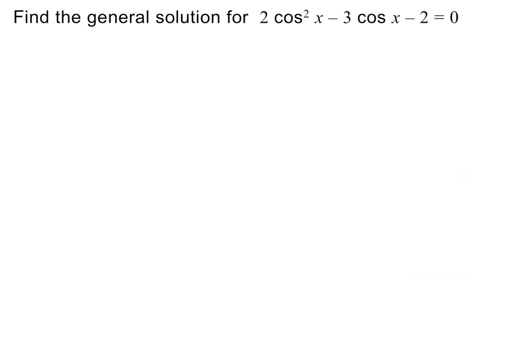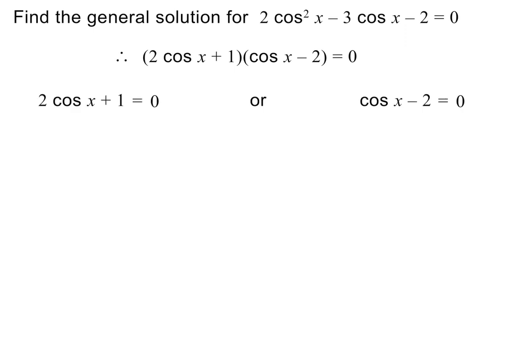Here is the next question. We are asked to find the general solution for 2 cos squared x minus 3 cos x minus 2 equals 0. Because this is a trinomial type equation, we can begin by factorizing the left-hand side as follows. We then put each factor equal to 0, giving us these two simple equations to solve. Next, we rewrite each equation in the correct form. In other words, cos of an angle equal to some number.